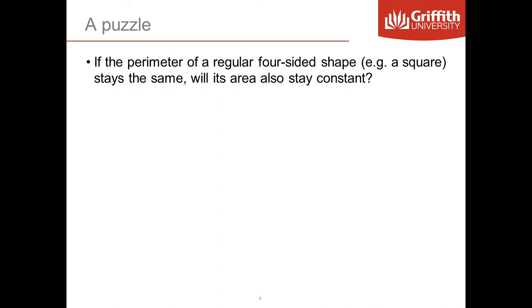This is a conception that people have, that if the perimeter stays the same, so if you've got an object and the perimeter is 16, then the area, what will that be? I want you to think about that one and follow up on discussion board if you would like to.